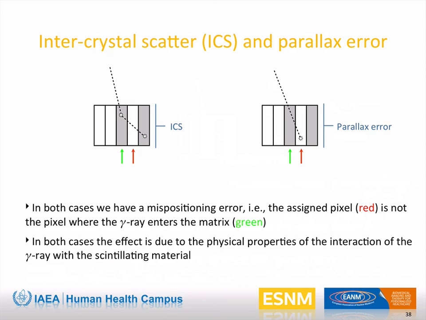In this slide, you can see a comparison of two typical events. In both cases, the gamma ray enters the crystal indicated by the green arrow, and after an intercrystal scatter on the left or a parallax error on the right, the interaction is apparently occurring in the crystal indicated by the red arrow. So in both cases we have a mispositioning with respect to the entrance point. And in both cases the effect is due to the physical properties of the interaction of the gamma ray with the scintillating material.